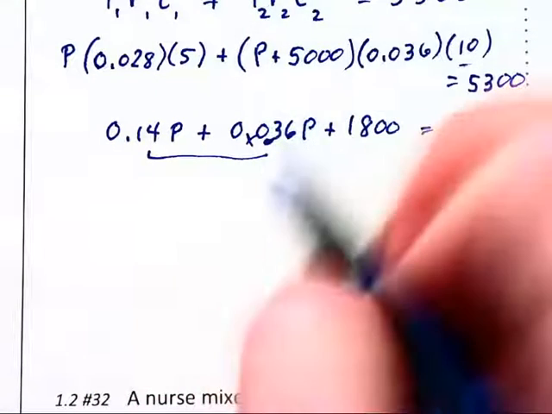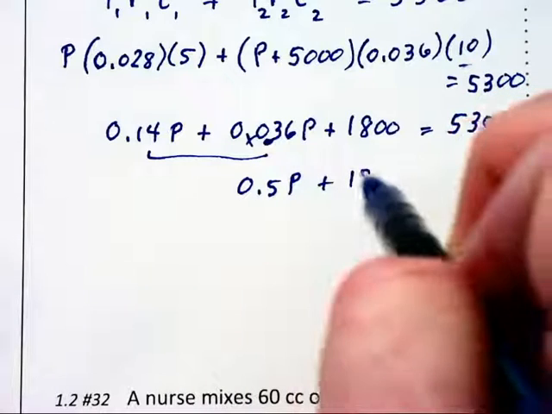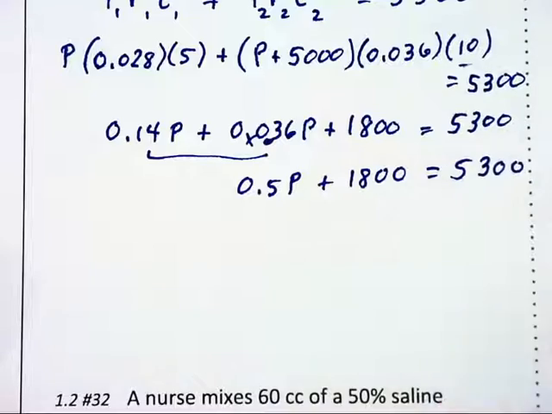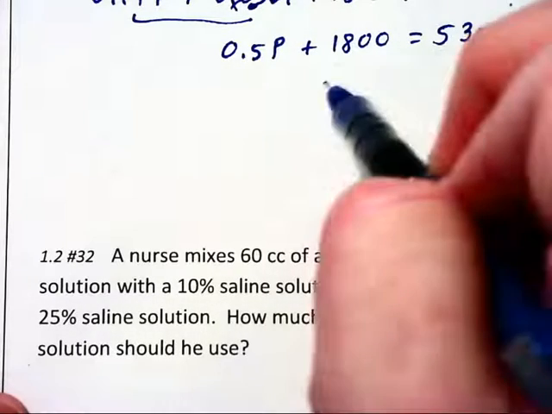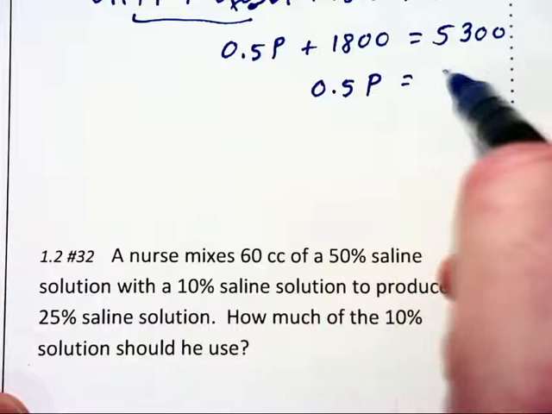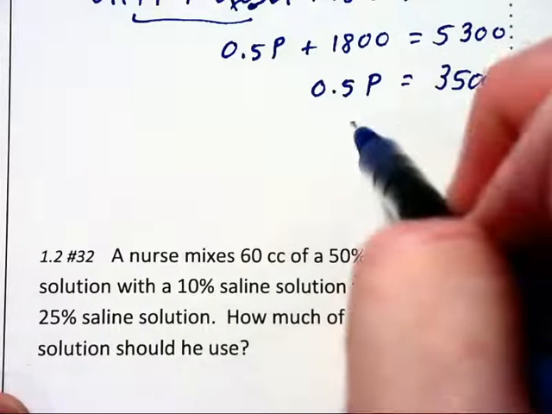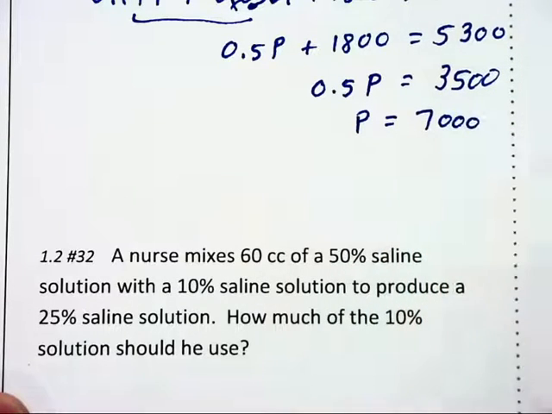Combining like terms, we now have 0.5P plus 1,800 equals 5,300, and we can solve from here. Subtract 1,800 from each side to get 0.5P is equal to 3,500, and multiplying each side by 2 we get P is equal to 7,000.